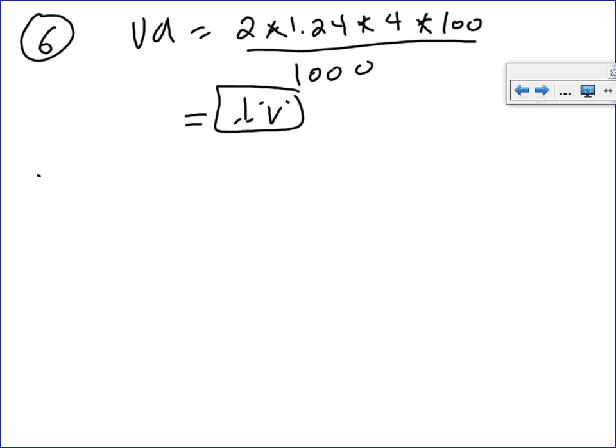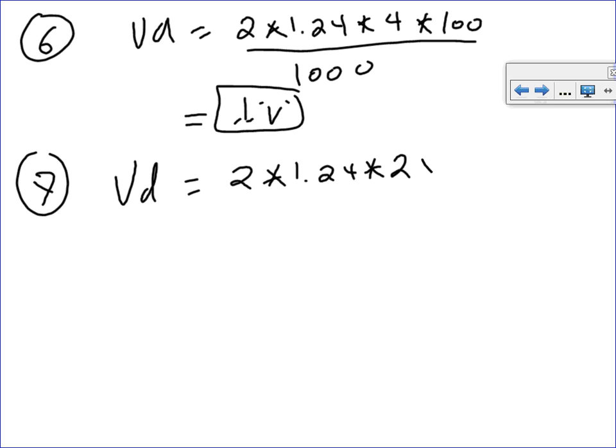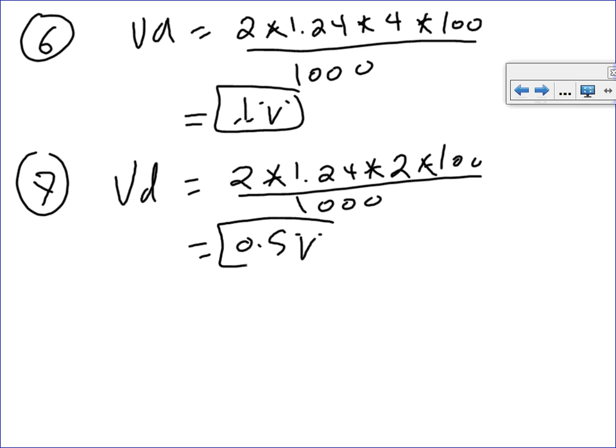How about 7 and then call it a day? Voltage drop equals 2 times 1.24 times 2 this time, times 0 divided by 1,000 equals 0.5, right? 0.5. Okay. So we found the voltage drop, how much voltage we're going to lose at every light. Now I want you guys to remember these numbers. We're going to start counting how much voltage we lost at every point. Questions before I go to my graphic?